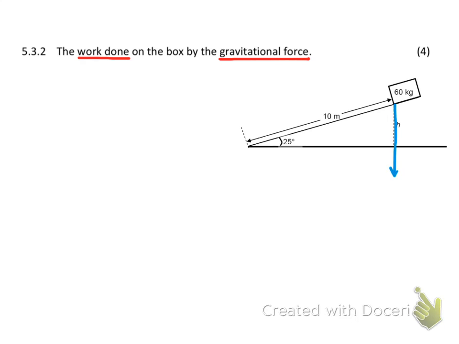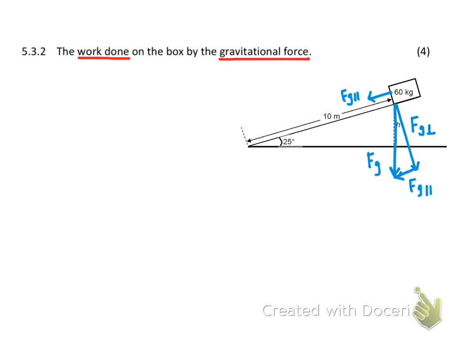Now, if we draw that force in, I've drawn it in blue there, that's the force due to gravity, the gravitational force. Now, remember that that force is made up of 2 components. The component perpendicular to the plane, we indicate there Fg perpendicular, and then the component parallel to the plane, Fg parallel, and it's that component that does the work, because the box only moves in that direction.